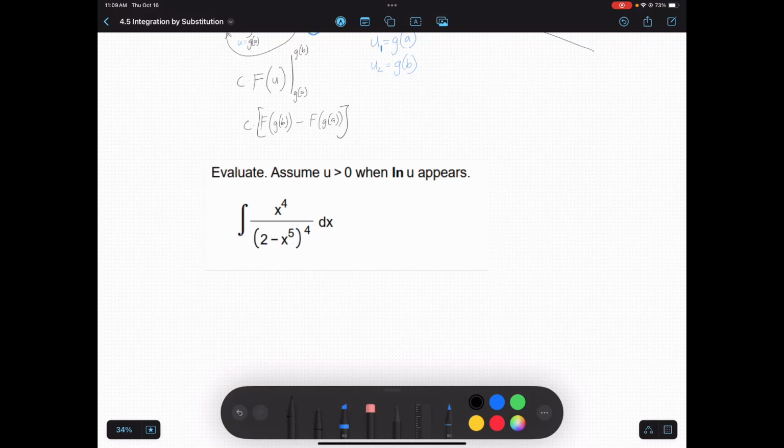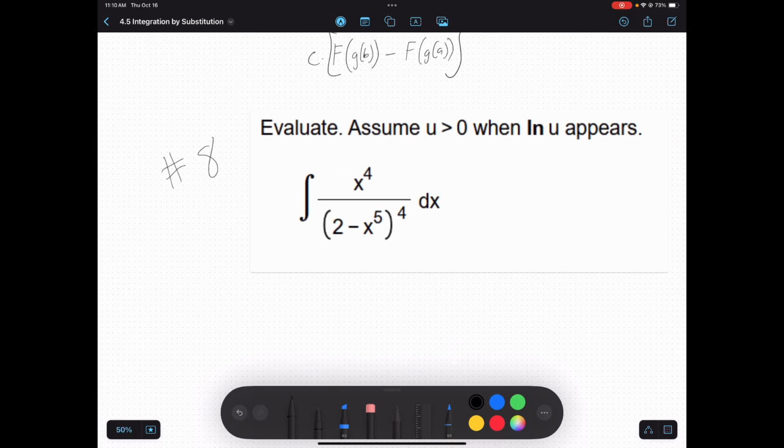Okay, let's look at some examples from the 4.5 homework. And we're going to start with number 8. Number 8 is just an indefinite integral, so I don't have to worry about bounds in this case.